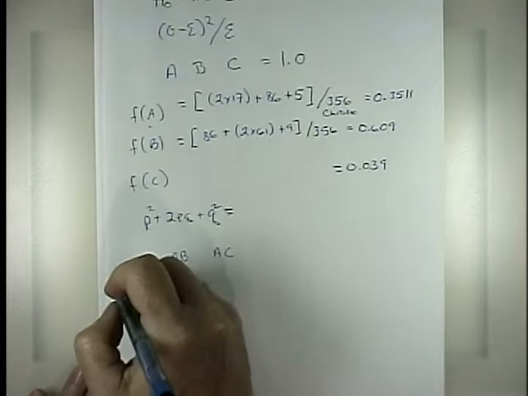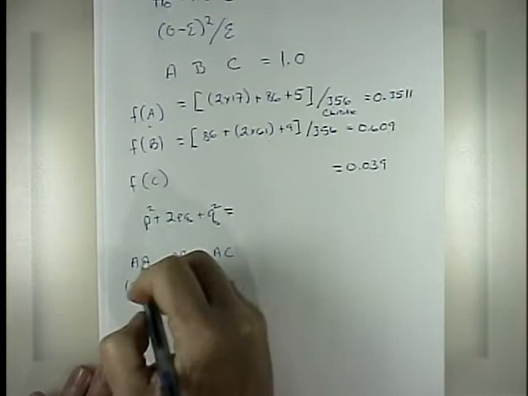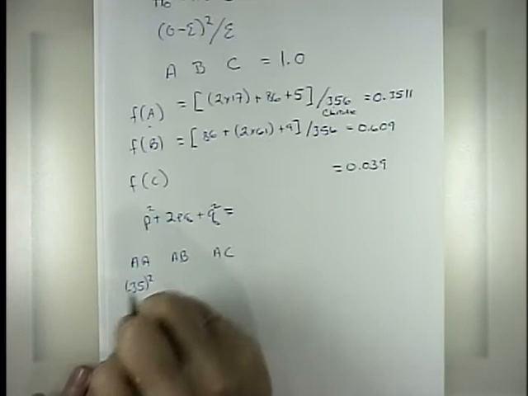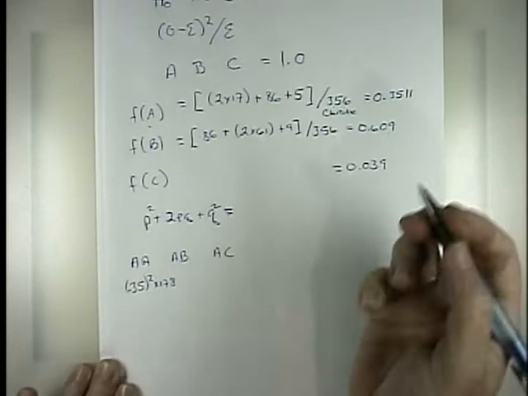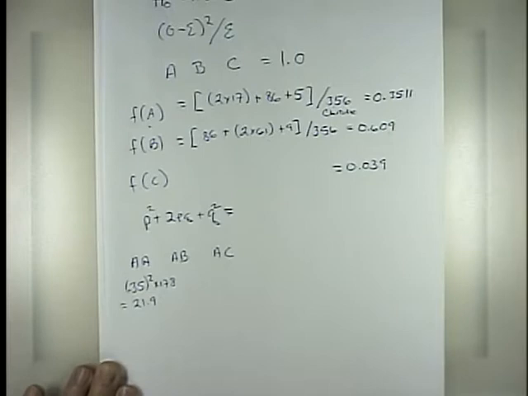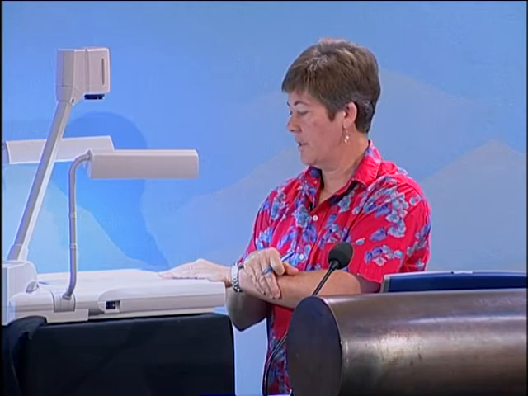So it's going to be P squared, 0.35 squared. And then we have to multiply that by 178 because we have 178 individuals in our sample. That times 178 people should equal 21.9 people we would expect out of a sample of 178 to have the AA genotype.